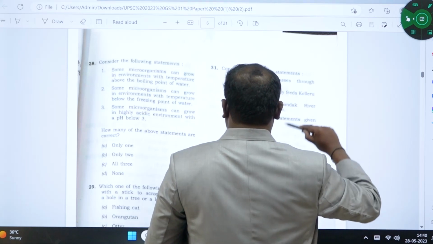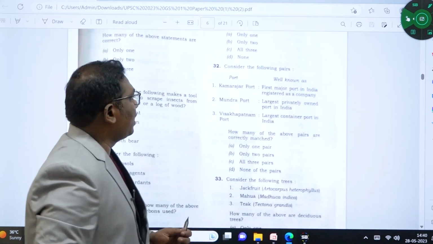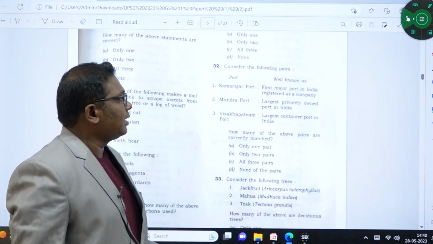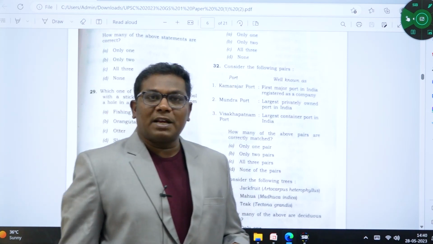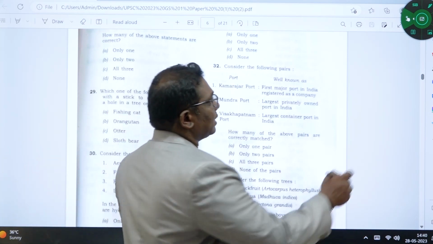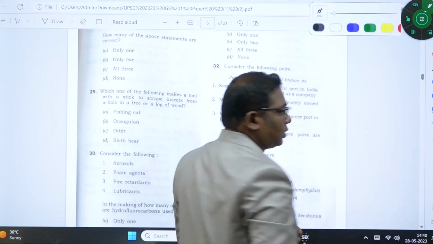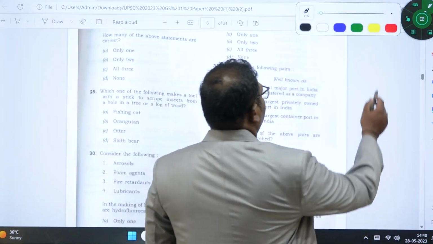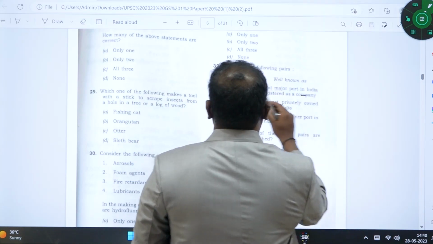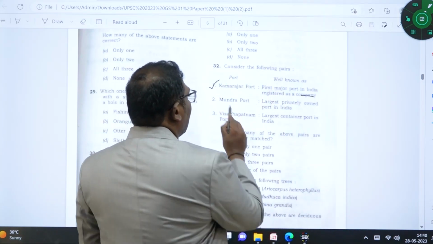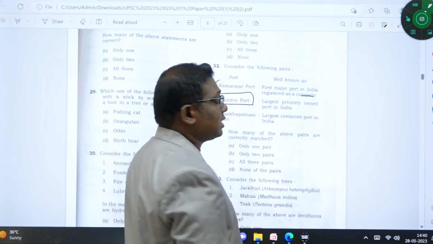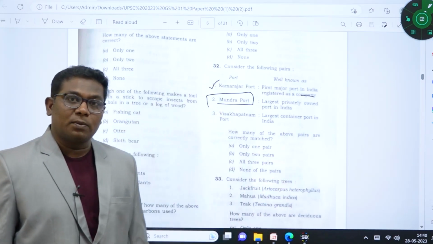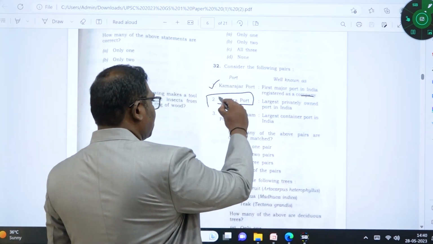Moving on to the 32nd question, consider the following pairs. Kamarajar Port, first major port in India registered as a company. Kamarajar Port, earlier called Ennore Port, to the north of Chennai, was the first port registered as a company. This was the right statement. And Mundra Port, the largest private port, owned by the Adani Group and located in Gujarat. The second statement is also right.